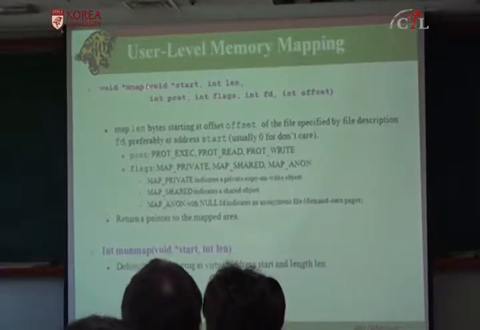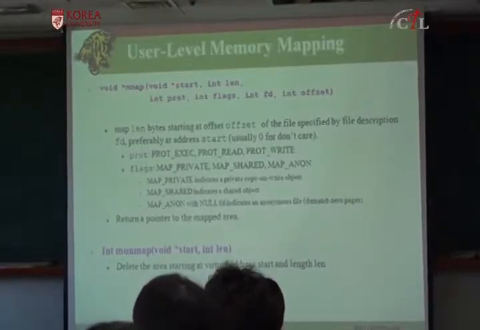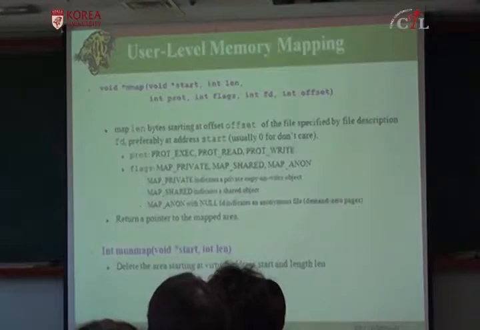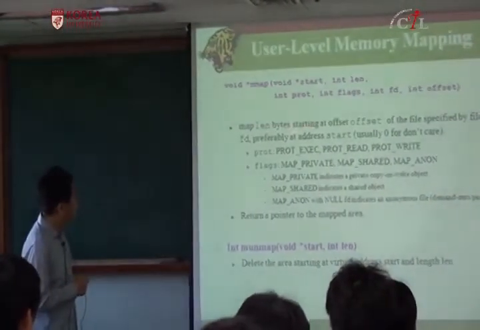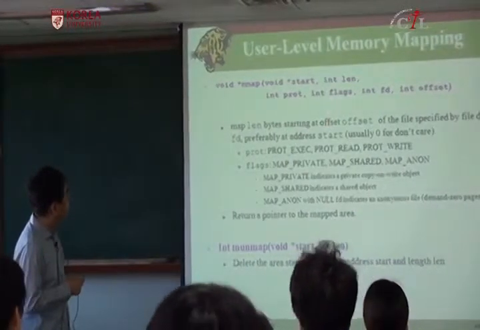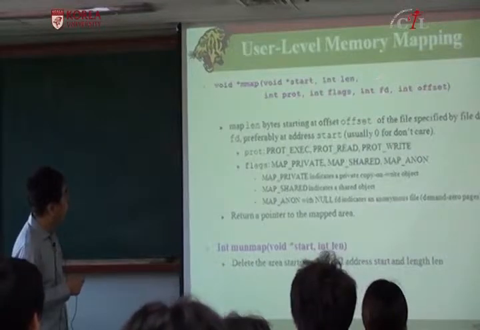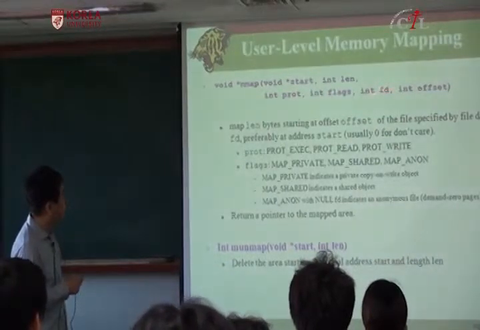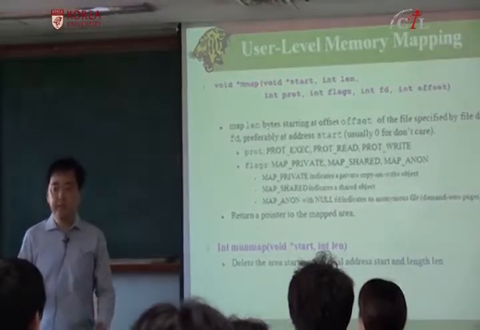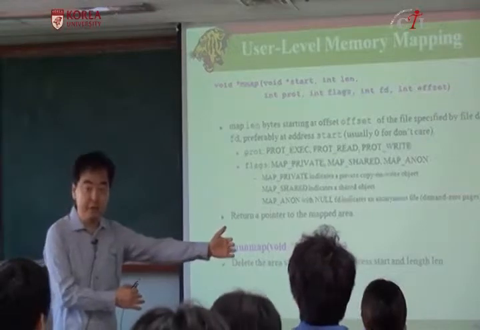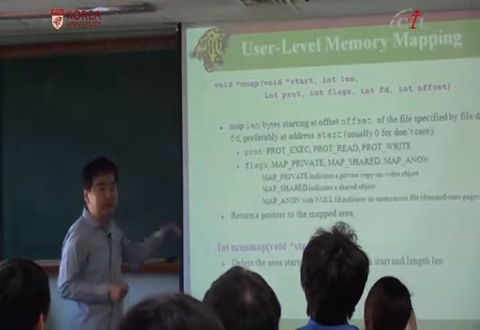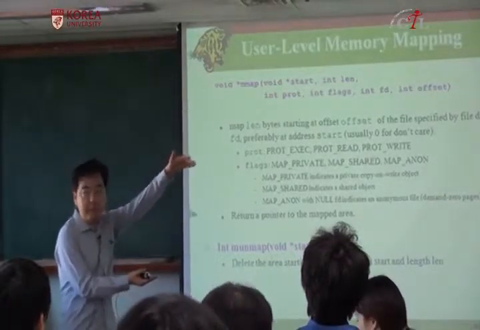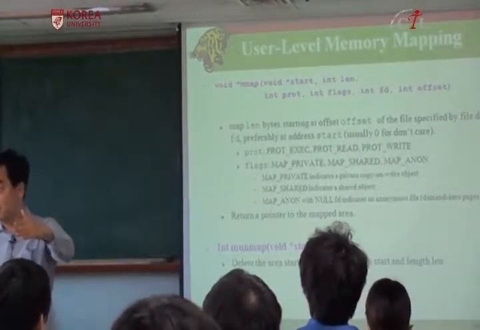So you can map using the system call mmap. The meaning of this procedure is to map length number of bytes starting at offset of the file specified by the file descriptor fd. So you have some executable file, and starting from this address, you map to the virtual address in this space. This is the start address, and this is the length. Starting from this address, with this size, you map to the file starting at this offset.